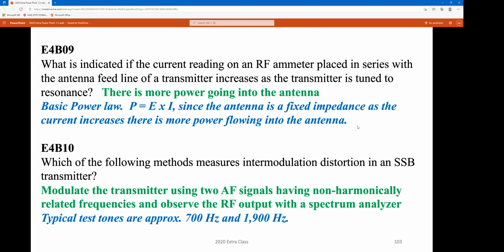Which of the following methods measures intermodulation distortion in a single sideband transmitter? Modulate the transmitter using two audio frequency signals having non-harmonically related frequencies. Observe the RF output with a spectrum analyzer. One of my study guides just said, look for the answer that mentions audio and spectrum analyzer. That's the only answer that has both of those components.